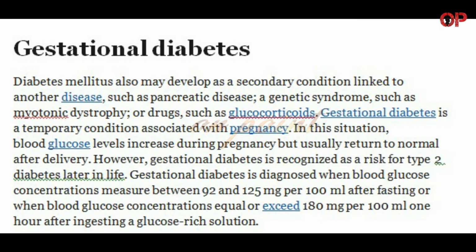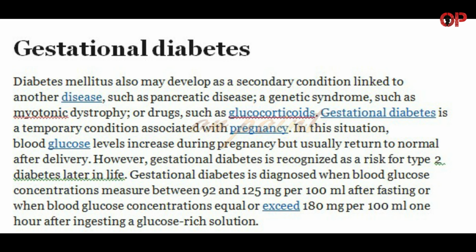Gestational diabetes. Diabetes mellitus also may develop as a secondary condition linked to another disease, such as pancreatic disease, a genetic syndrome, such as myotonic dystrophy, or drugs, such as glucocorticoids.